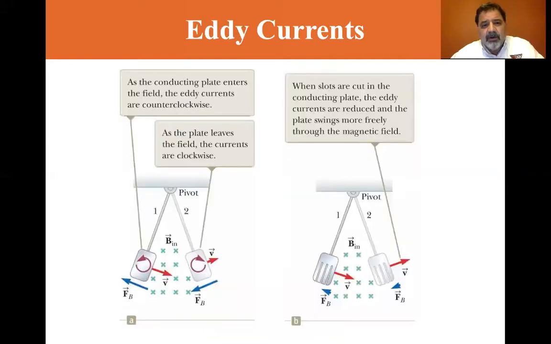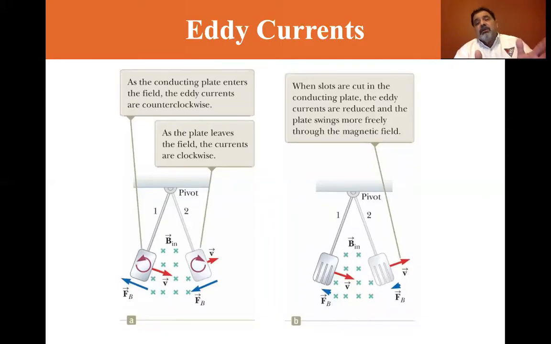Let's go on here. As the conducting plate enters the field, the eddy currents are clockwise. As the plate leaves the field, the currents are counterclockwise. Now, if you want to reduce the braking effect, you can cut slots in it. When slots are cut in the conducting plate, the eddy currents are reduced and the plate swings more freely through the magnetic field.